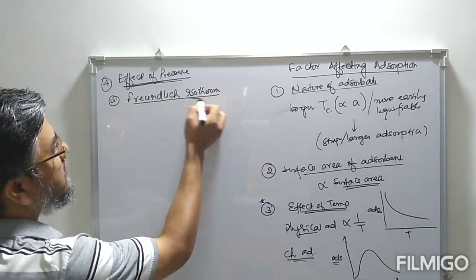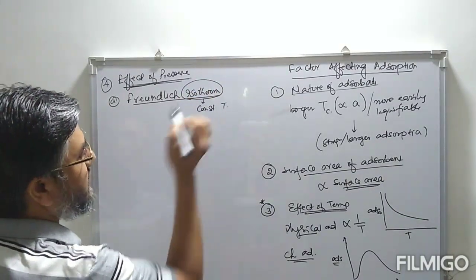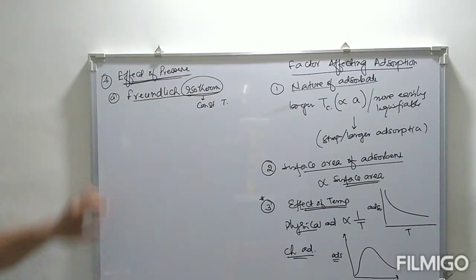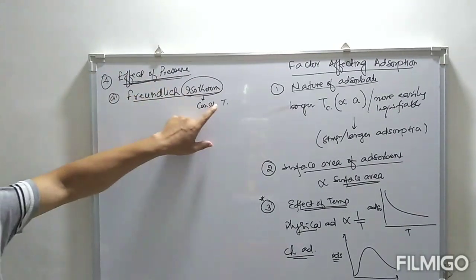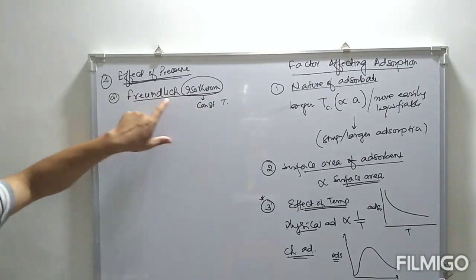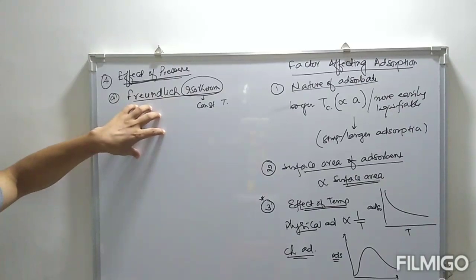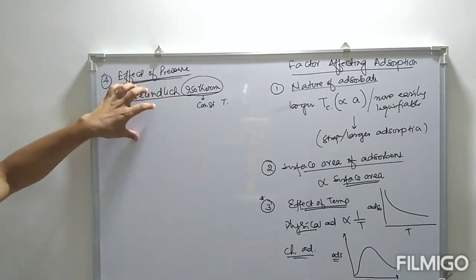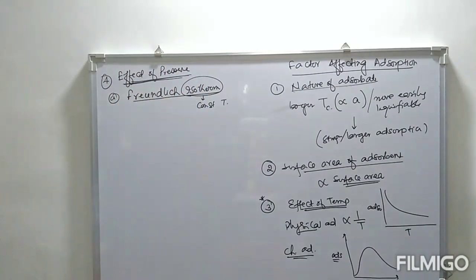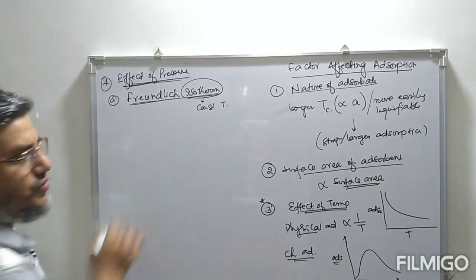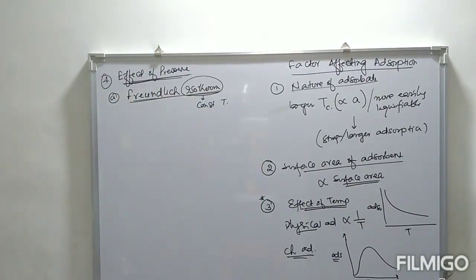Why do we use the term isotherm? This is at constant temperature. So the variation of the rate of adsorption with pressure at constant temperature is known as an isotherm. So an isotherm explains the rate of adsorption with pressure at a given temperature. So this is the Freundlich isotherm, named after the scientist who proposed it.